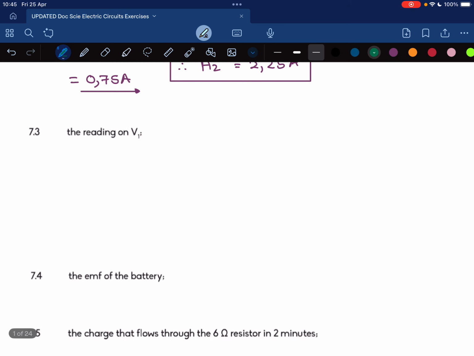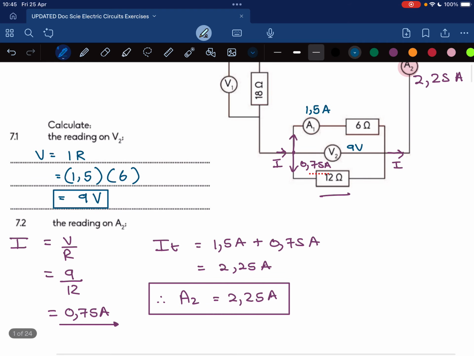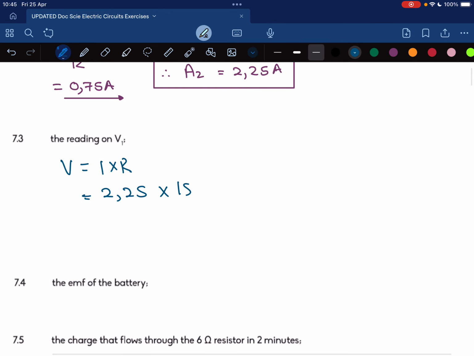again. So I would say, well, V is equal to I times R. The total current is 2.25. The resistance is 18 ohms, which will give you 40.5 volts. Okay, so that would be the reading on V1.